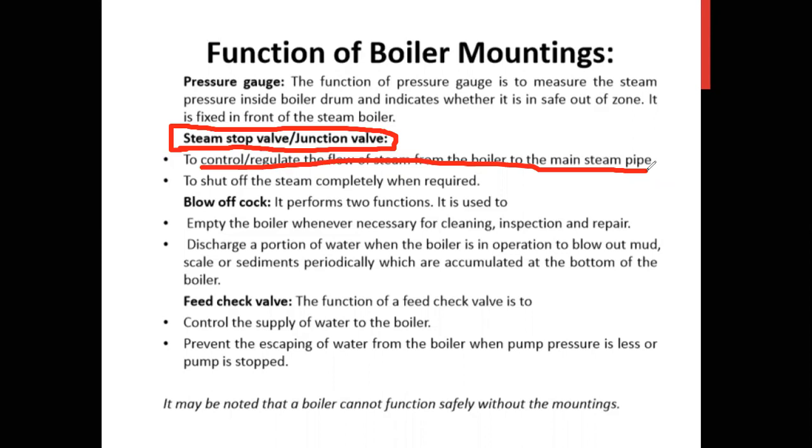Another thing, when the valve is open, the steam flow can happen. And also it can shut off the steam completely when required. That means when we need to stop the steam turbine, we just close this valve so there is no steam flow to the turbine. So the turbine reduces its speed and after some time it stops. So the steam stop valve has two operations. One is that it regulates the amount of steam flow, and it can also shut down the overall steam operation.